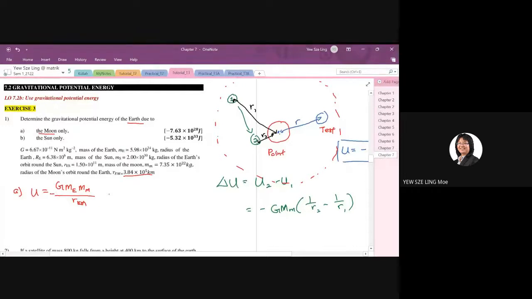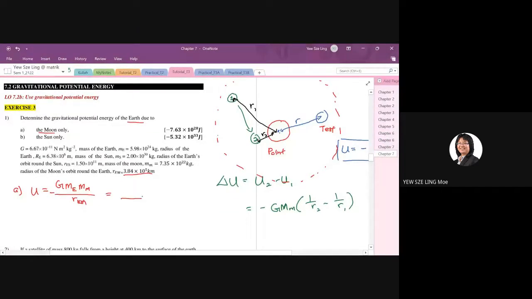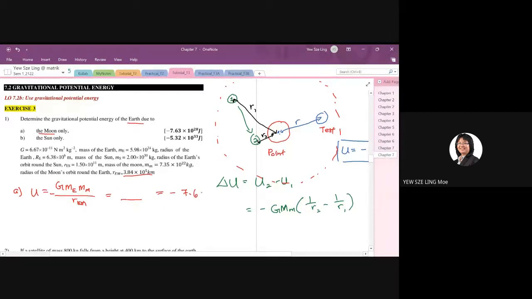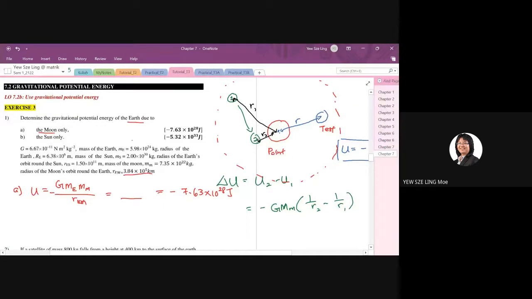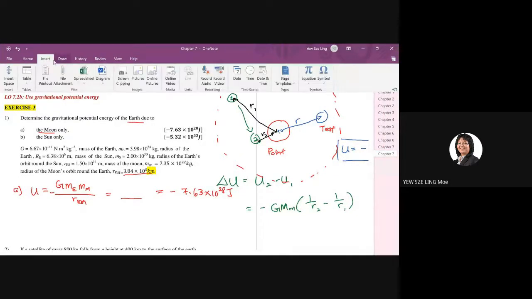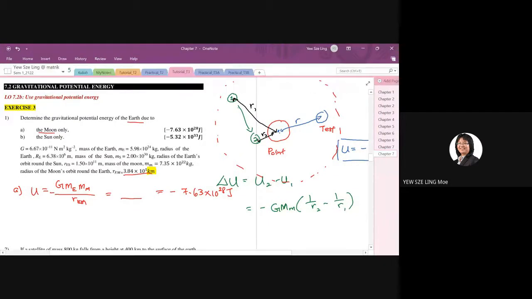So you plug in the value, then you will obtain, okay, this is your substitutions, then you will obtain negative 7.63 times 10 to the power of 28 joule. All right. And one thing you have to be careful of is the unit. If you look at R_EM, the unit given is in terms of km, so you need to convert it into meter before you do the calculations.